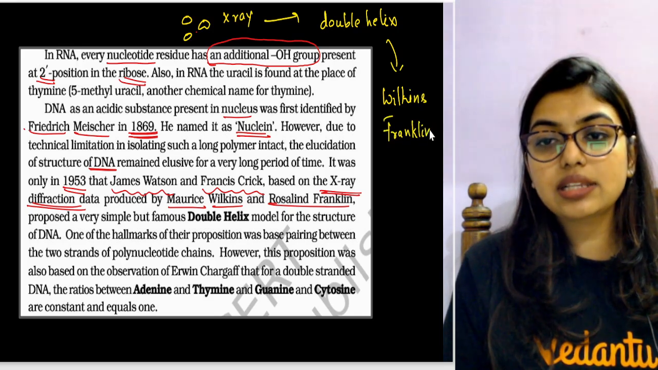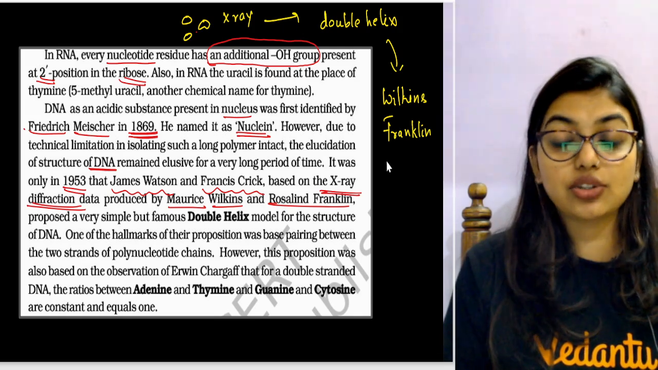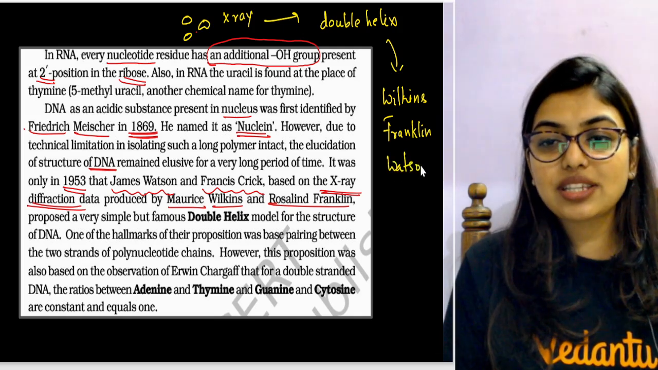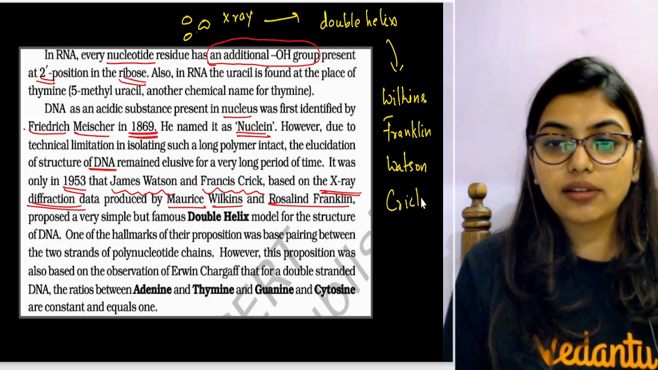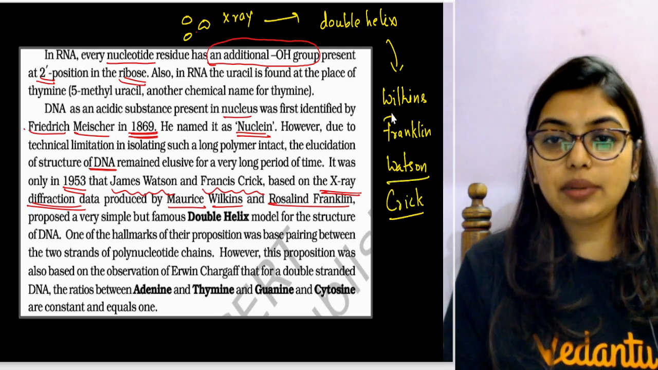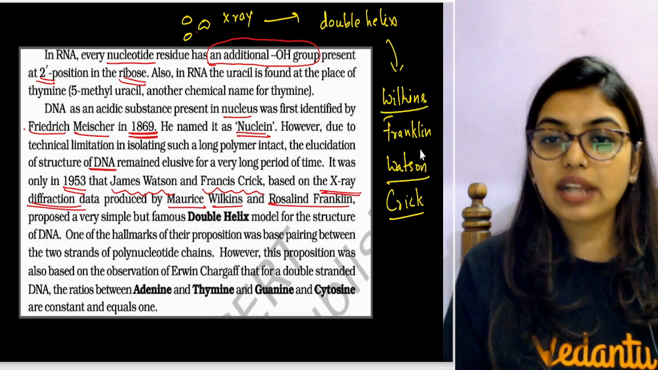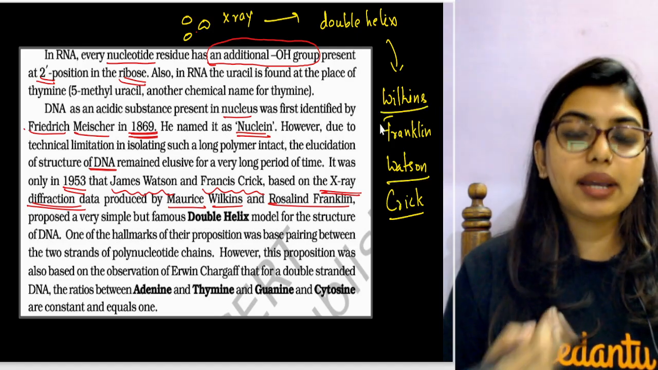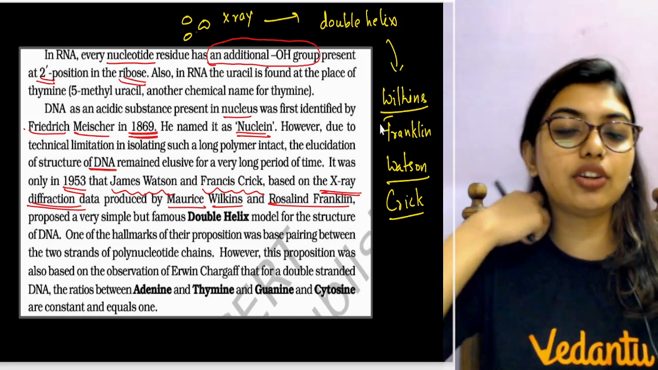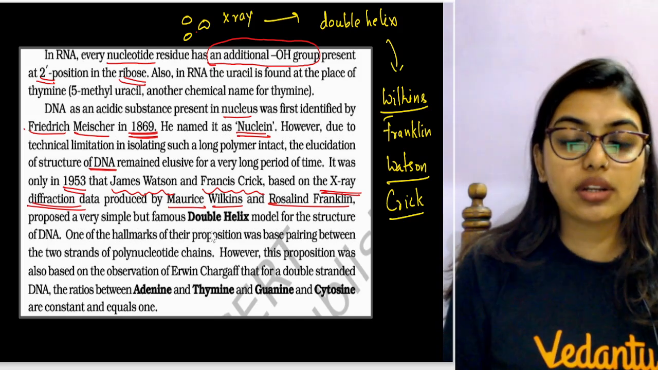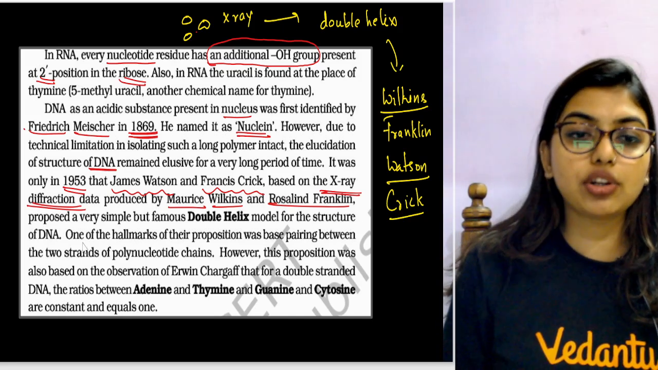Now Wilkins, Watson and Crick, these three people got recognition for this, but Franklin had passed away by that time, so that is the reason Franklin did not get the Nobel Prize. So here, the double helical model of the structure for the DNA.